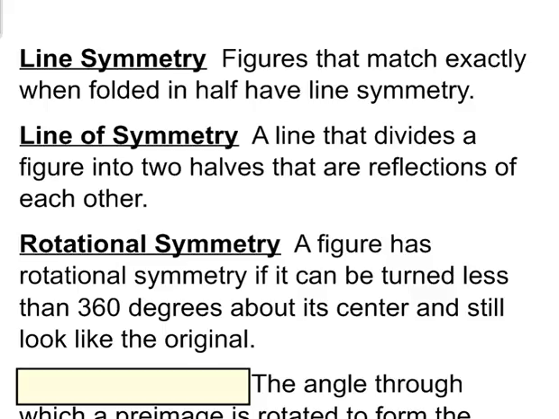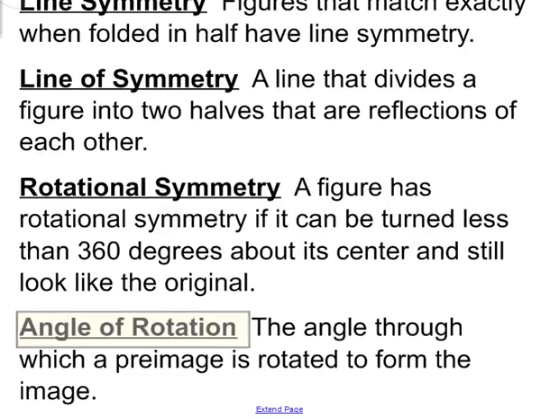Rotational symmetry: a figure has rotational symmetry if it can be turned less than 360 degrees about its center and still look like the original. And the last term for today, the angle of rotation, the angle through which a pre-image is rotated to form the new image.